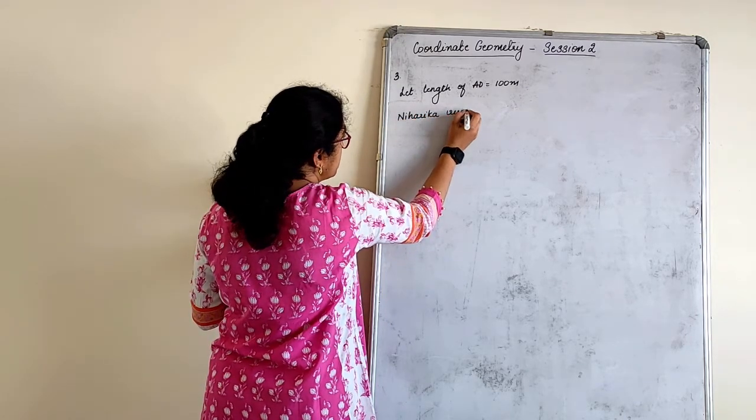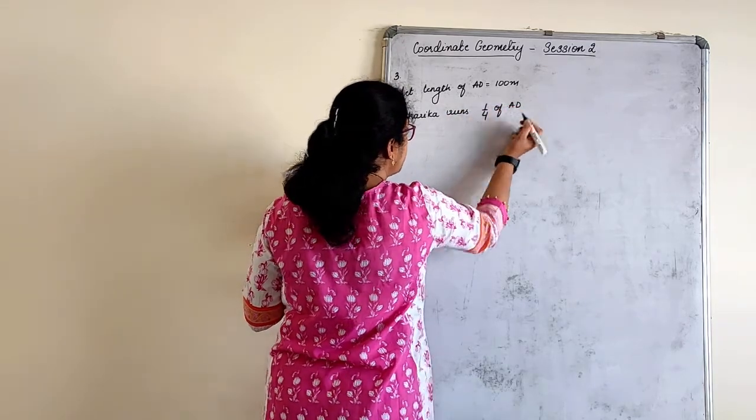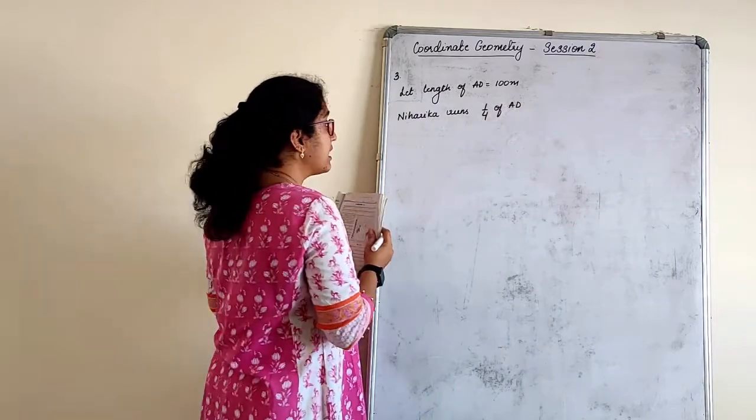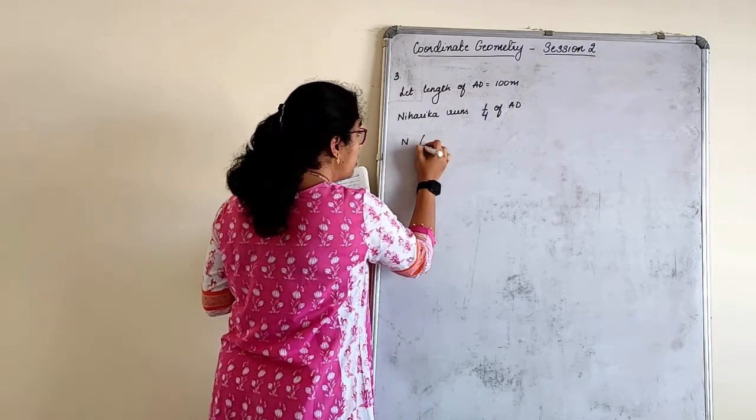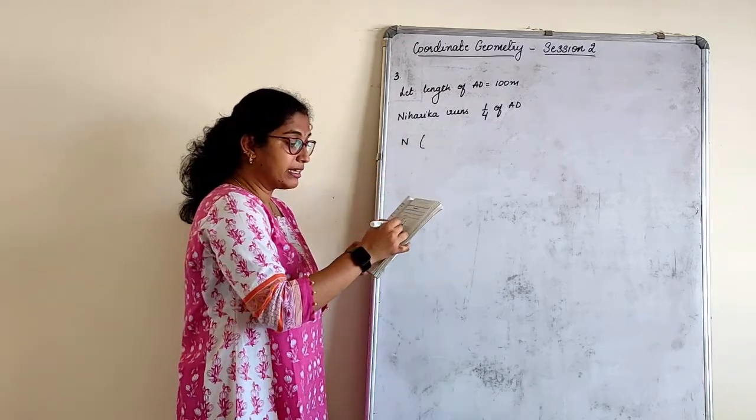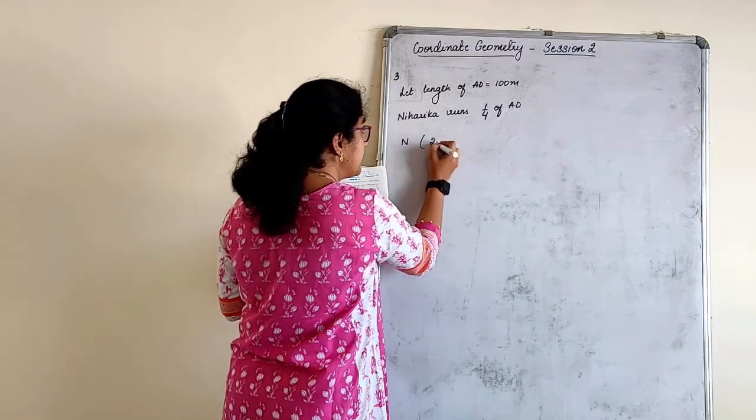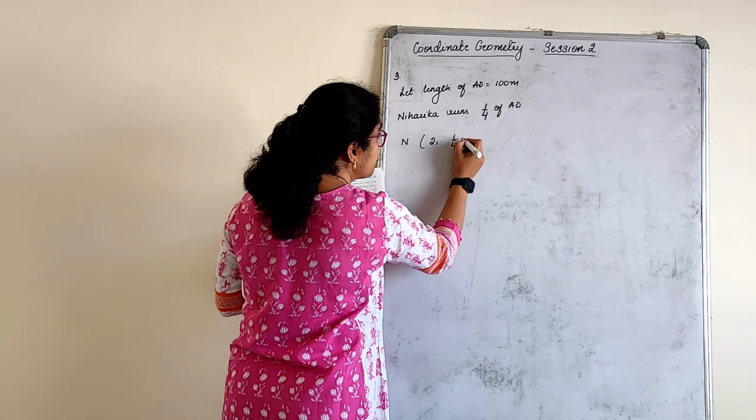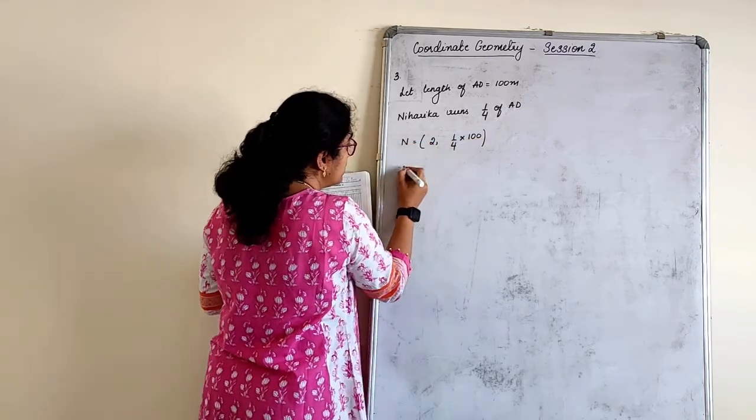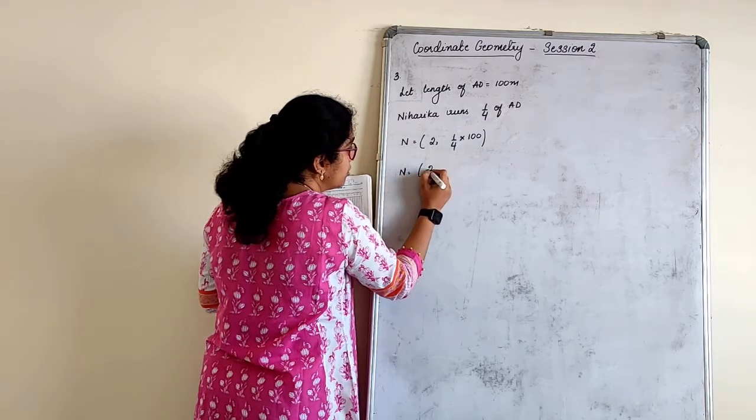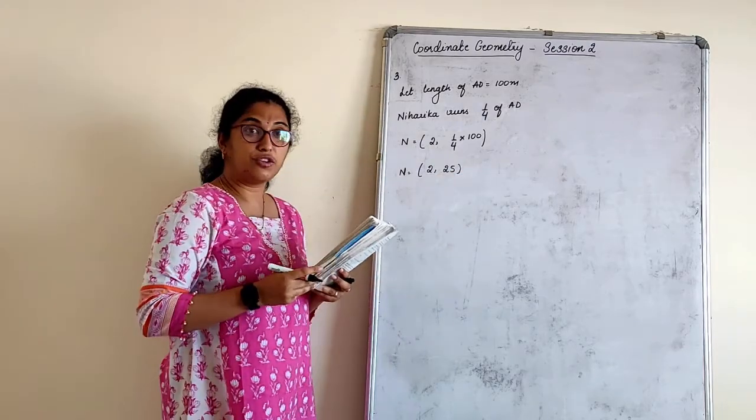Niharika runs 1/4 of AD, right? With respect to coordinates, how do we write for Niharika? Niharika will be the N coordinate here, okay? First x should come. Look at Niharika's point. She is starting from the second track. That means x is 2. 1/4 of AD, so Niharika will run (2, 25). Understood the coordinates of Niharika now?